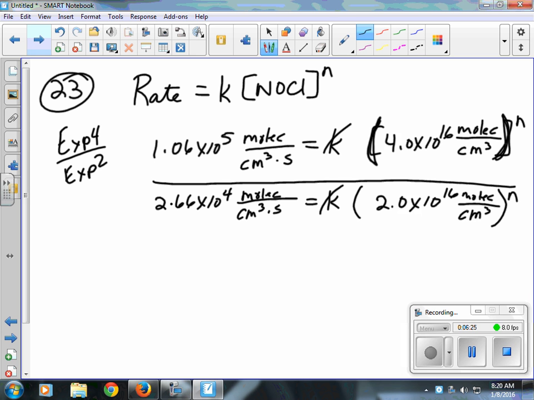3.98. Unit to cancel. That should be 2, right? 1.06 times 10 to the 5th divided by 2.66 times 10 to the 4th equals 3.985. And 4 times 10 to the 16th divided by 2 times 10 to the 16th equals 2 to the nth order.